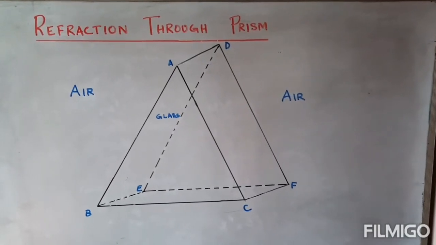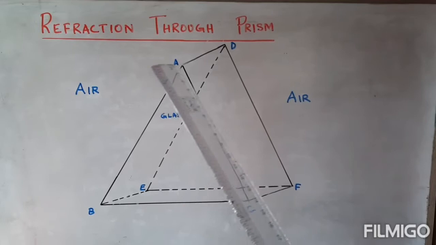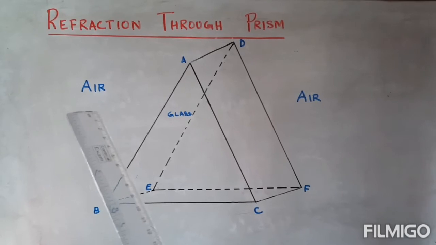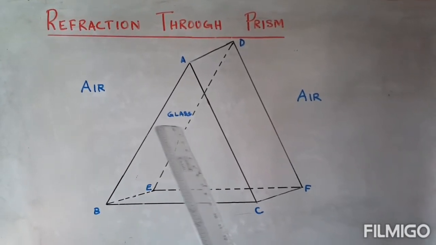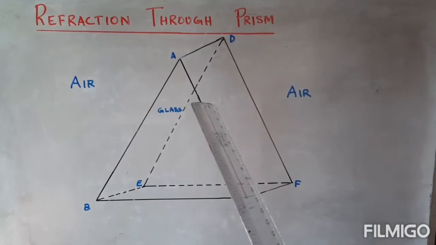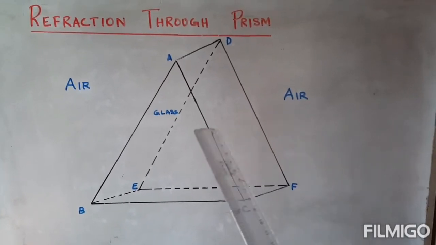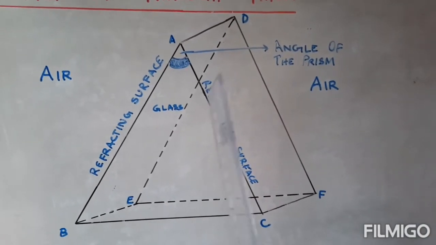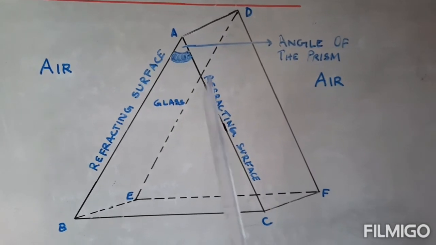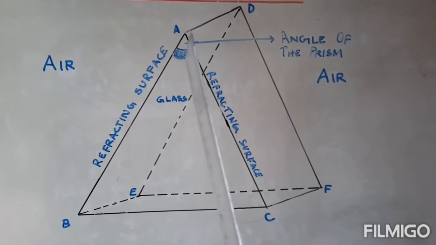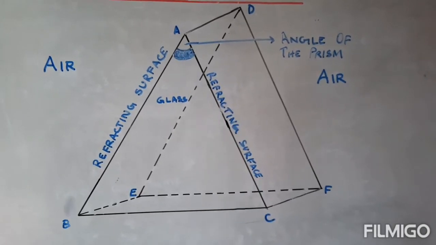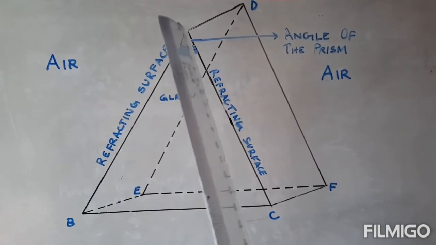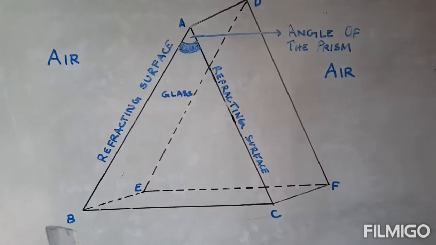Refraction through prism. The principal section of a prism is a triangle. Now, how light travels from air through the prism made of glass back to the air, we are going to learn today. During refraction, we will consider the triangular section, the principal section of a prism, the triangular section ABC. So, light will travel and gets refracted at AB.